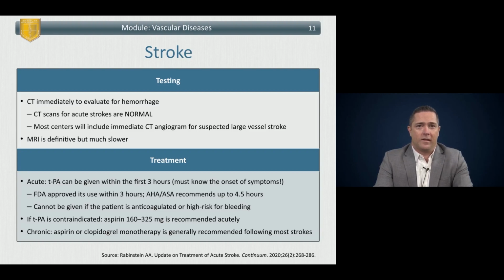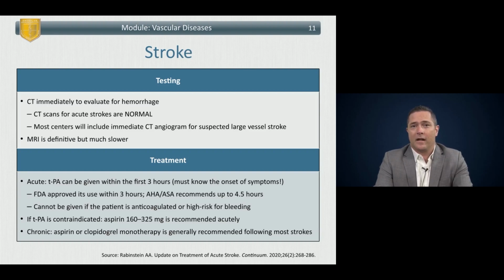Reasons why you wouldn't give TPA are any patient at risk for bleeding. Hemorrhagic stroke is not an indication for TPA. A patient who is fully anticoagulated would not be an indication for TPA, or a patient who's had a recent procedure in which giving someone a blood thinner could be dangerous would be a contraindication of TPA. Essentially, look for any hemorrhagic risk factors as potential contraindications to TPA.